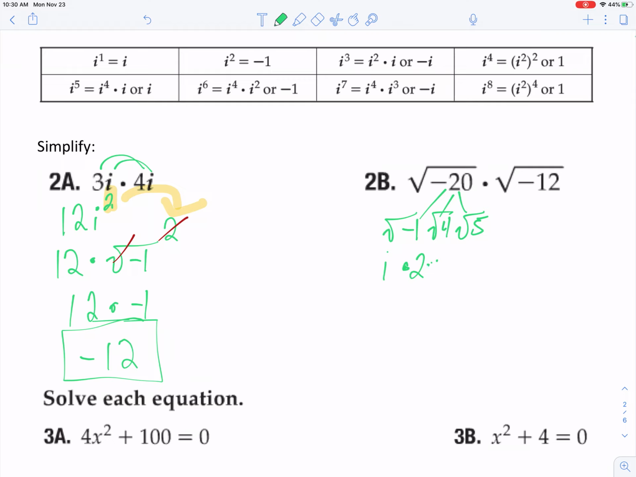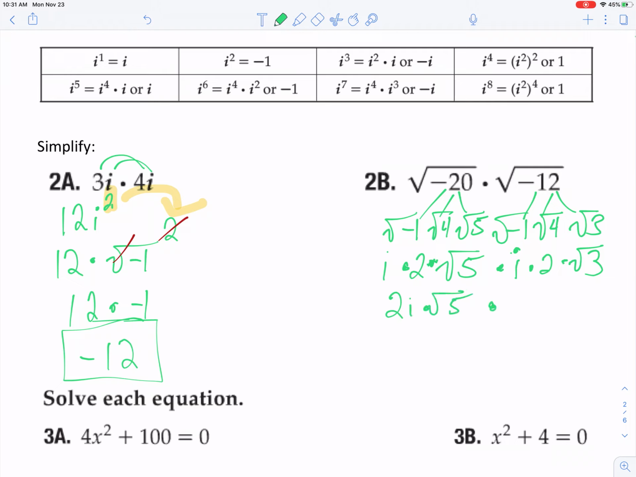Now this is going to be my negative 1, 4, and 3, which would be i times 2 times the square root of 3. So I have 2i times the square root of 5 times 2i square root 3.